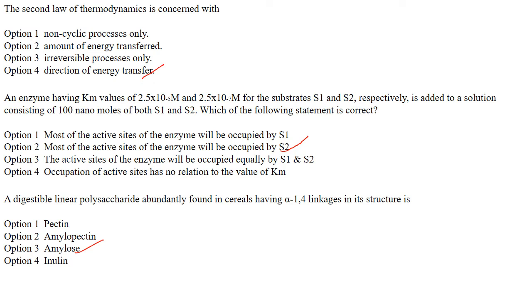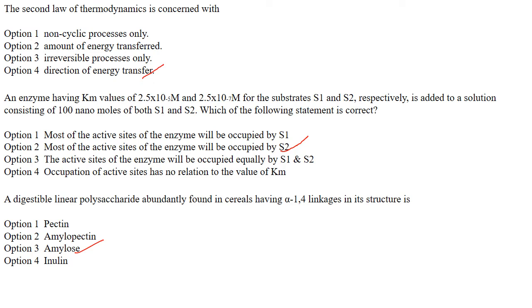Option 4. An enzyme having Km values of 2.5 into 10 raised to minus 5 and 2.5 into 10 raised to minus 7 molar. This minus 5 and minus 7, they are 10 raised to minus 5 and 10 raised to minus 7. It is a typographical error. For the substrates S1 and S2 respectively is added to a solution consisting of 100 nanomoles of both S1 and S2. Which of the following statement is correct?